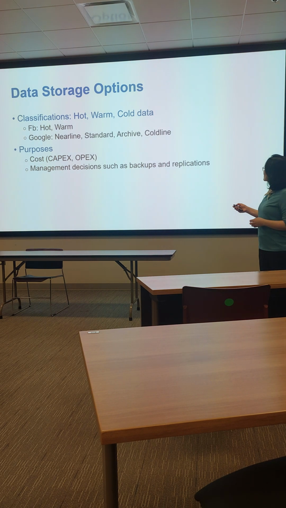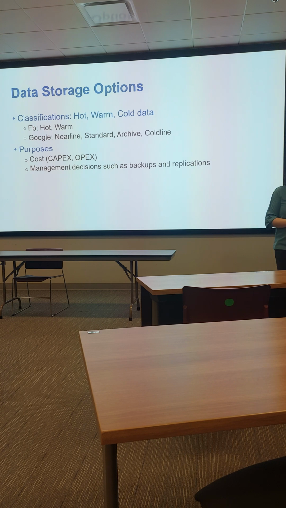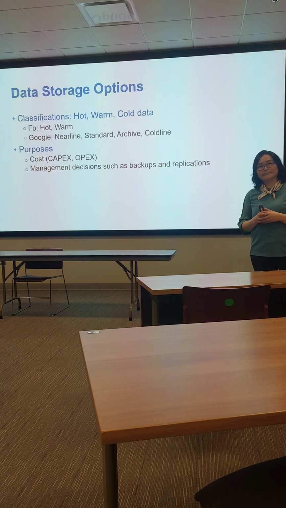These are like temperature words. Nearline, standard, archive, coldline. There can be another classification. Facebook actually doesn't have cold. They said every user's picture data might be pulled up anytime. Therefore, they only have hot or warm. Okay, so why would they bother to do this classification? What do you think?